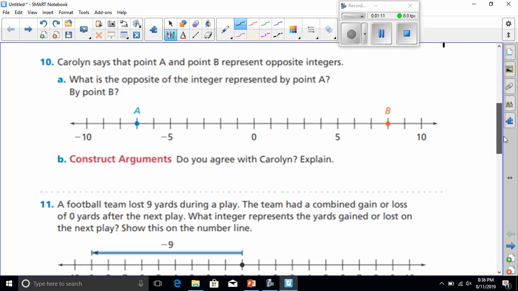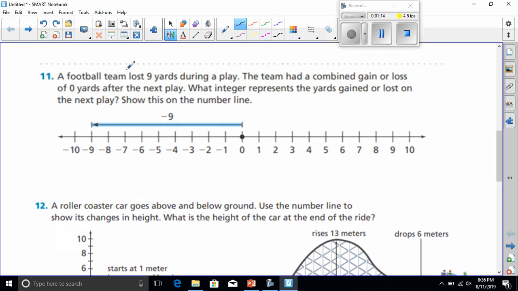Going to number 11. A football team lost 9 yards during a play. The team had a combined gain or loss of 0 yards after the next play. What integer represents the yards gained or lost on the next play? Now notice it says gained or lost this time. They're looking at distance, and that's always a positive number. Let's find out. A football team lost 9 yards during a play. That means they went back. The team had a combined gain or loss of 0 yards, which means they gained 9 yards back.